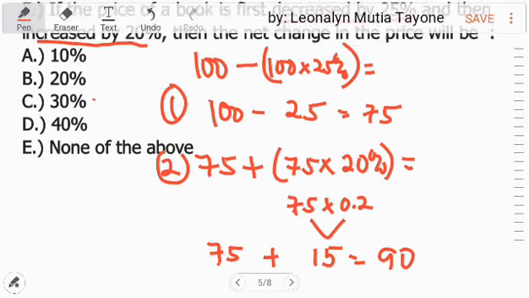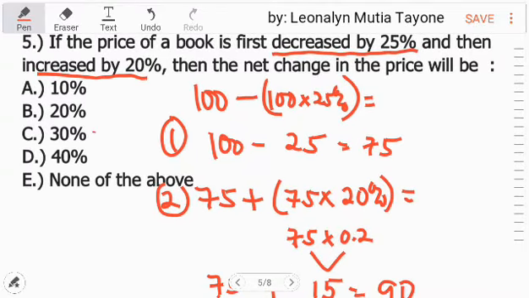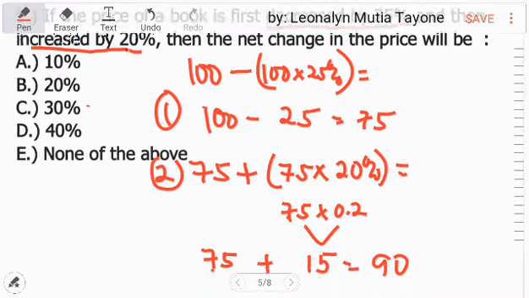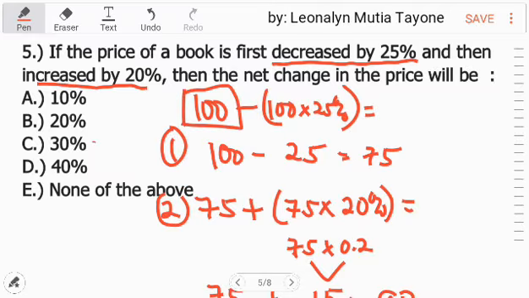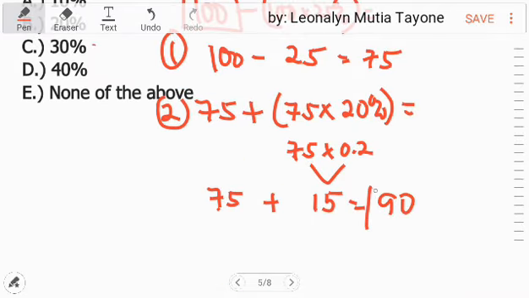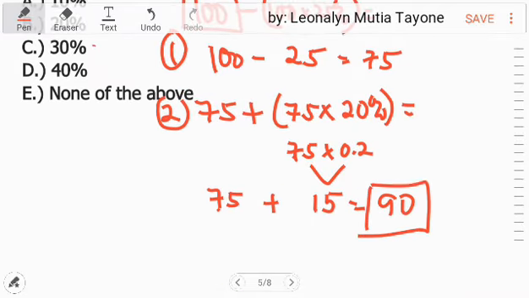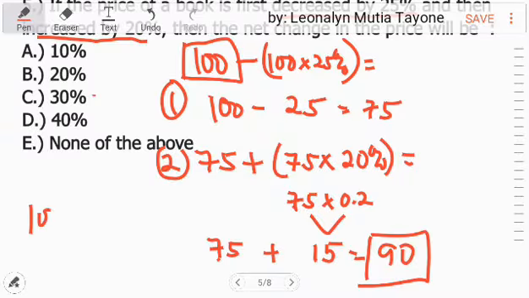Para sagutan ang tanong dito, the net change in the price will be original na 100 at yung pang last mo, yung current price mo na 90. So, 100 minus 90 and that is 10. Or 10 divided by 100, that is 0.1 times 100%. Ganon din, binalik lang din natin. This is 10%.